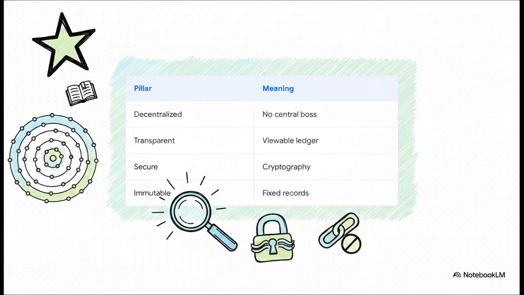You definitely want to memorize the 4 core pillars of blockchain: decentralization, transparency, security, and immutability. Decentralization means there's no central boss. Transparency means all participants can view the ledger. Security is heavily driven by cryptography. And immutability means that once records are written, they literally cannot be changed. Mark my words, this is a guaranteed short note question for your upcoming MBA exams.